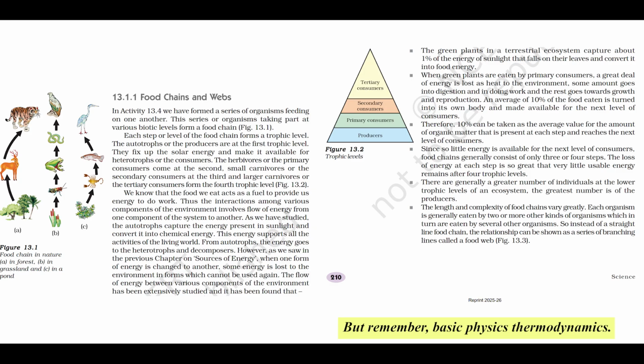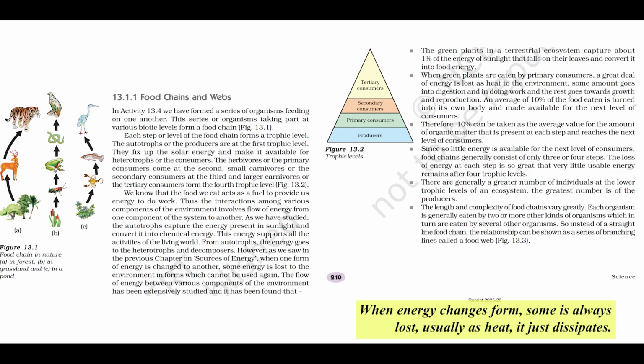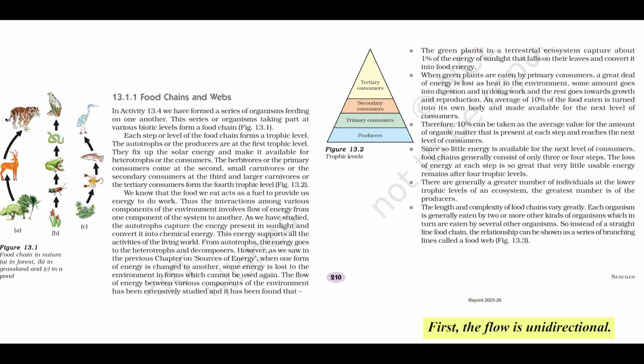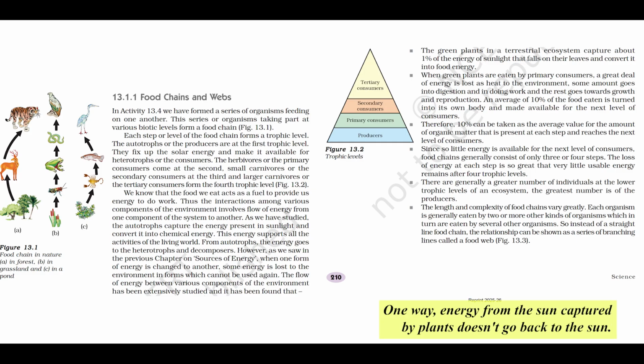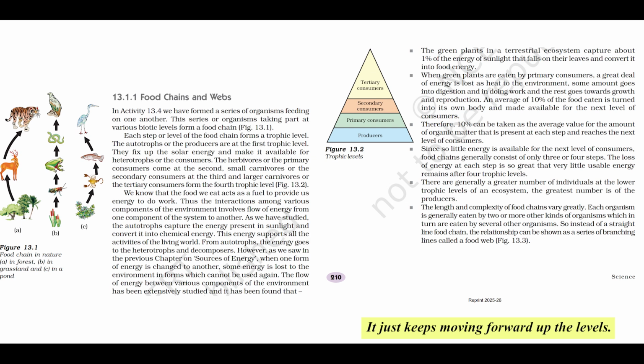But remember basic physics, thermodynamics. When energy changes form, some is always lost, usually as heat. It just dissipates. Right. Energy transformations aren't perfectly efficient. Exactly. And studies on energy flow in ecosystems show two crucial things. First, the flow is unidirectional. One way. Energy from the sun captured by plants doesn't go back to the sun. Energy from a plant eaten by a herbivore doesn't go back to the plant. It just keeps moving forward up the levels. Yes, always forward, never backward, and diminishing as it goes.